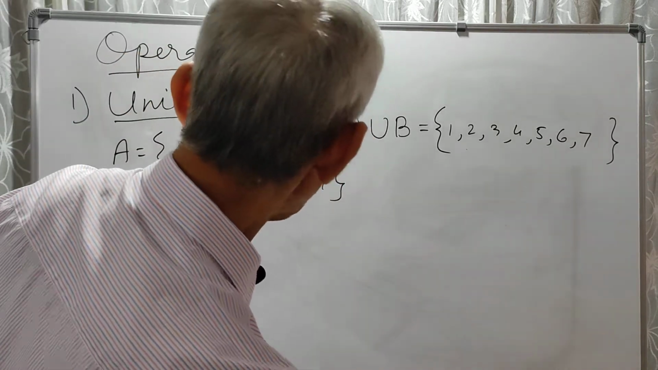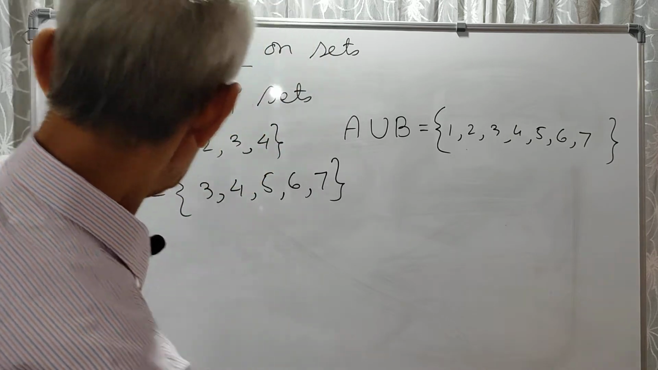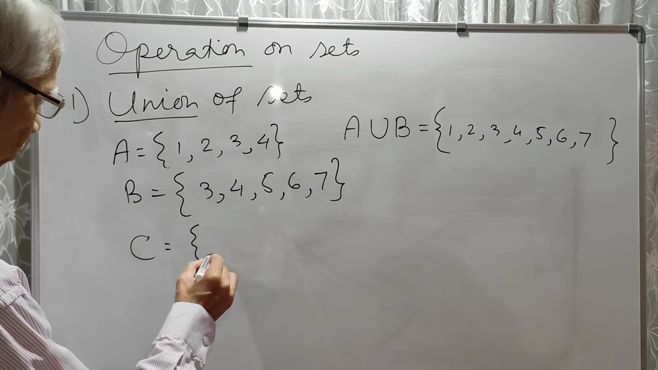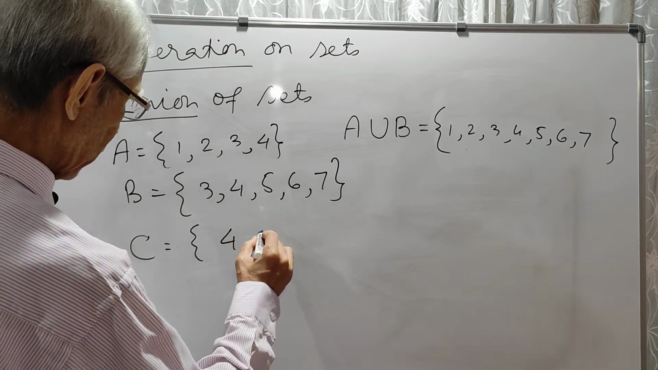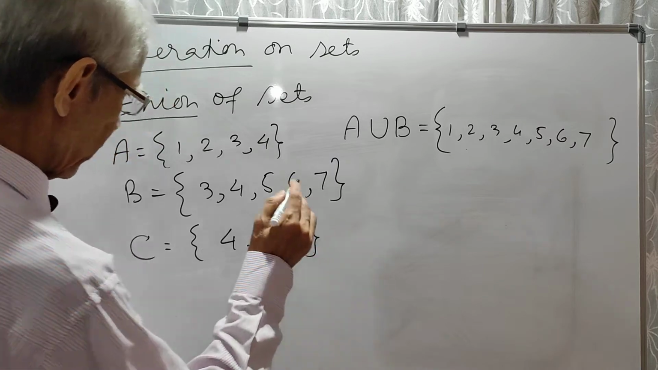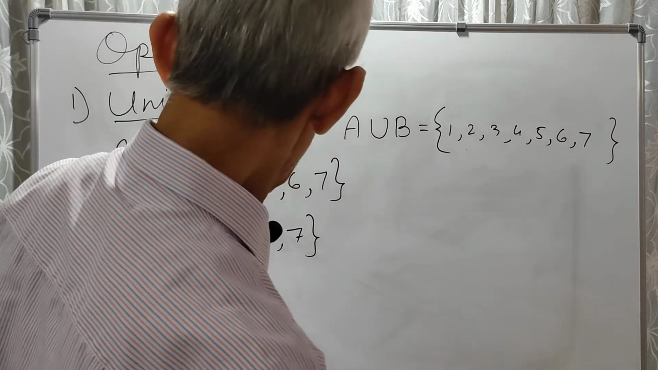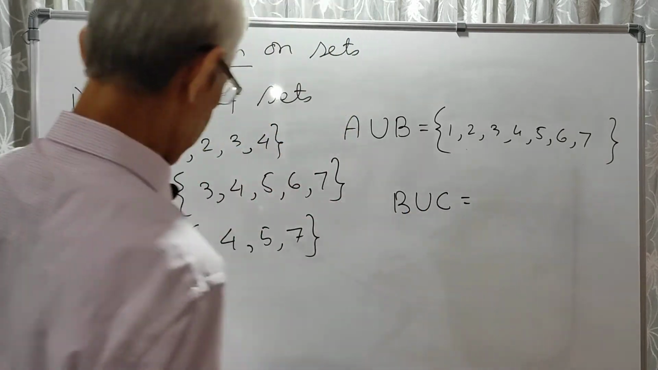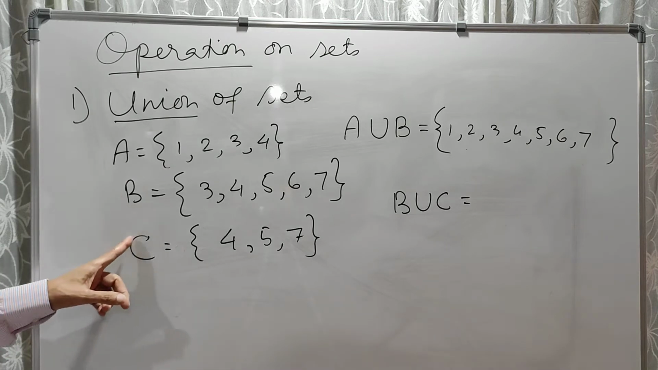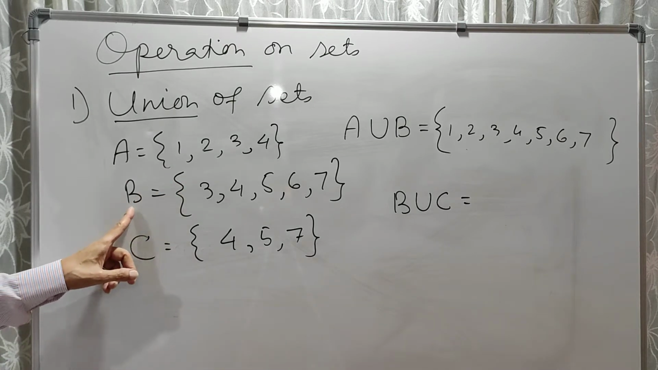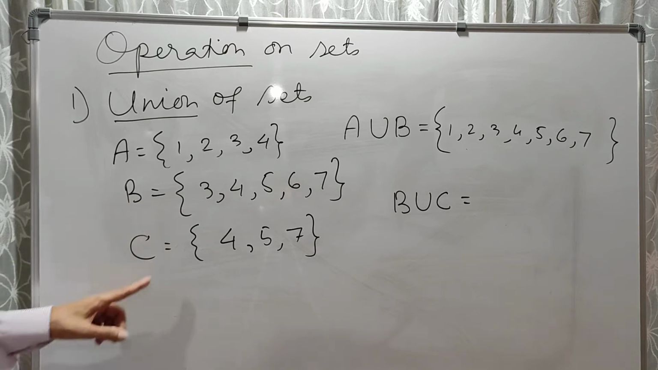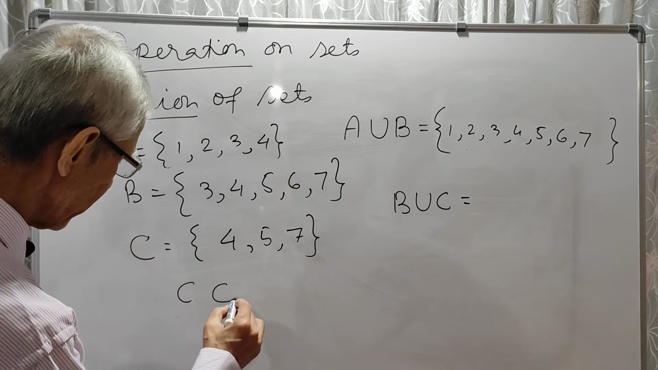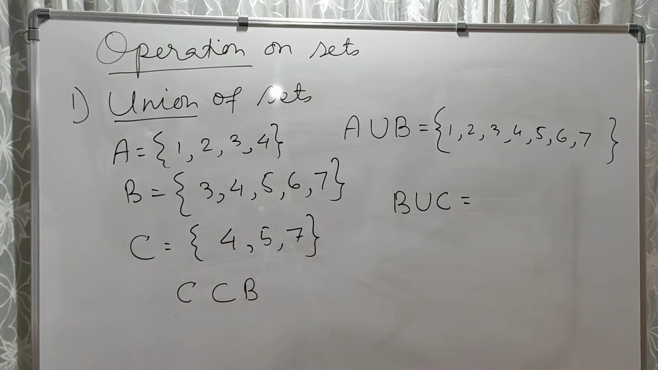Then still this example. Suppose now A is this one, then there is another set C. So C has suppose 4, 5 and 7. Okay. Now consider this set. Now suppose you want to write B union C. Now B union C, you see. C is a subset of B. 4, 5, 6 are present here. So C is a subset of B, isn't it?